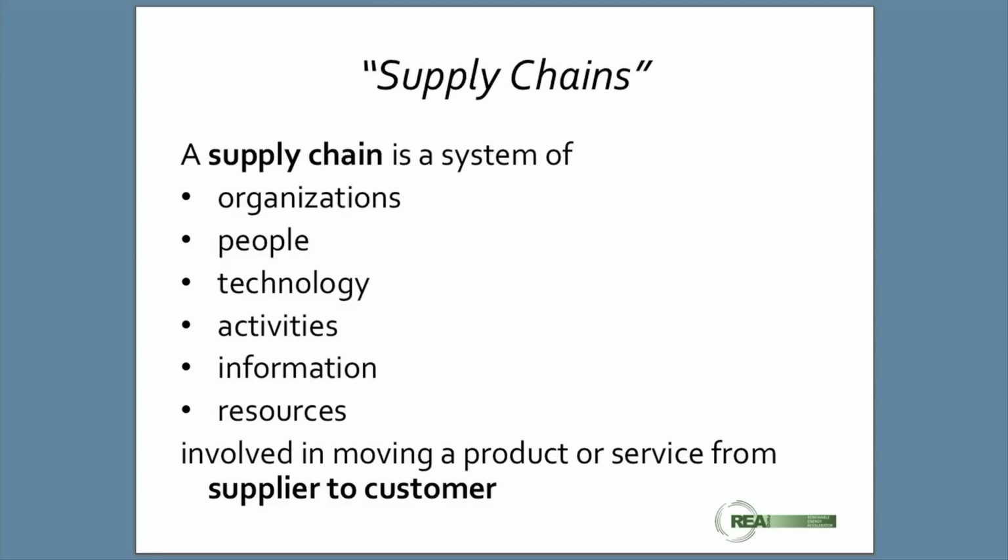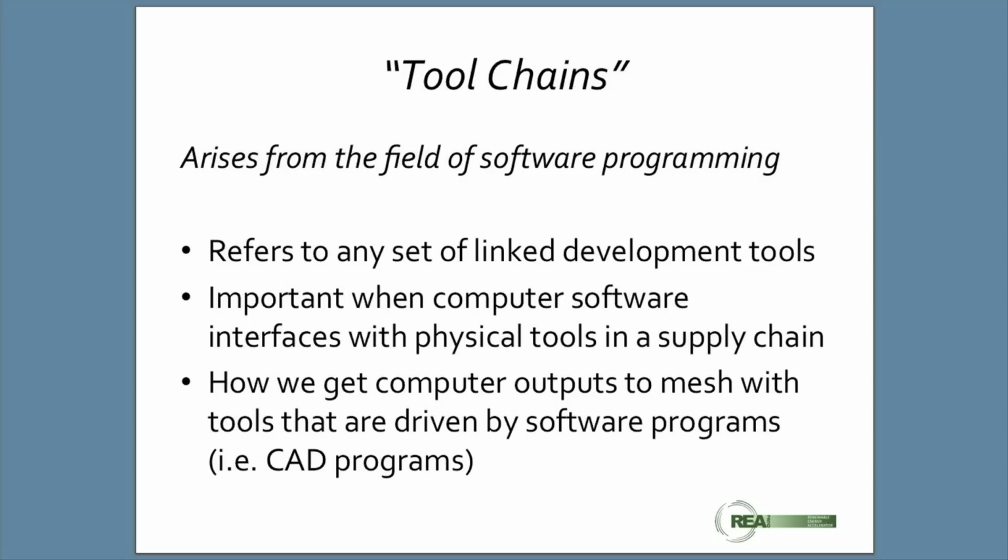To date, most of the emphasis on supply chain management has been how to reduce, synchronize, and optimize each individual step. On the other hand, a tool chain is a term that comes from software programmers. It refers to development tools that are linked together to create a functional solution like a computer game. We are using the term tool chain to emphasize the critical interface between computers and their tools. In any tool chain, designs produced on computers must be able to easily interface with other associated software, as well as the actual tools that make the products.